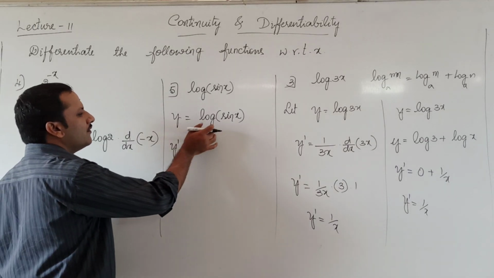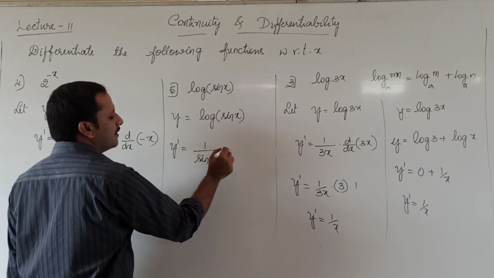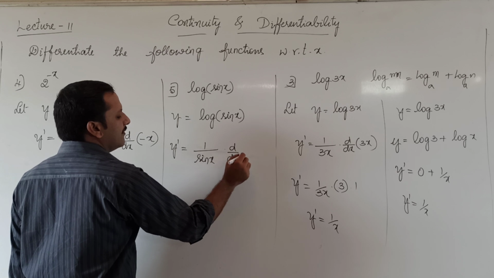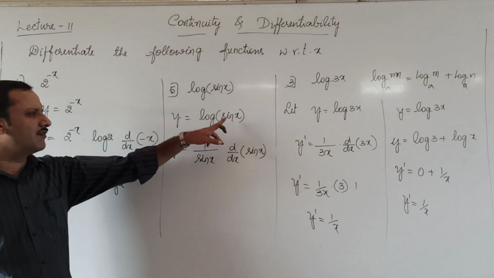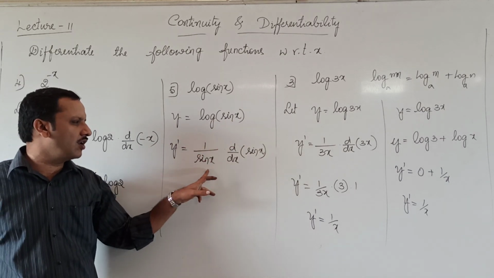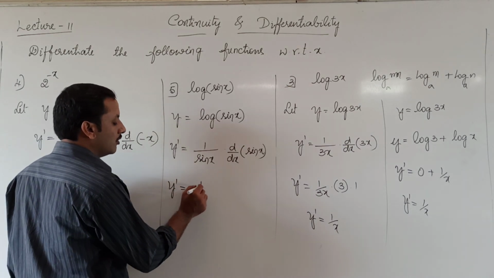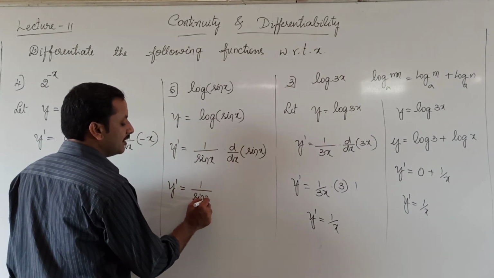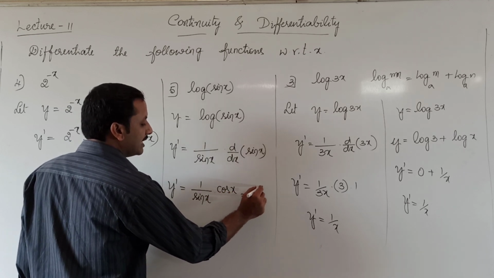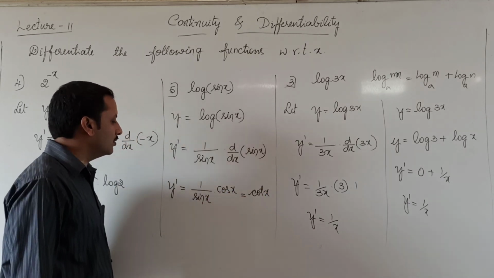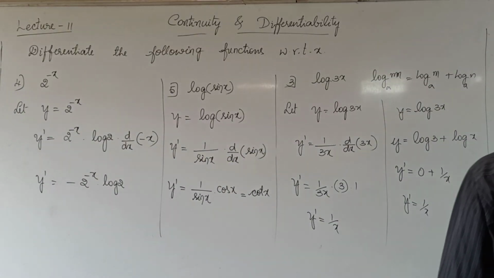So derivative of log sin x would be 1 by sin x into the derivative of sin x. I am using chain rule here. So first we have differentiated for log and now we will differentiate for that sin. So y dash is equal to 1 by sin x into derivative of sin x is cos x. So cos x by sin x is equal to cot x. Okay, next.